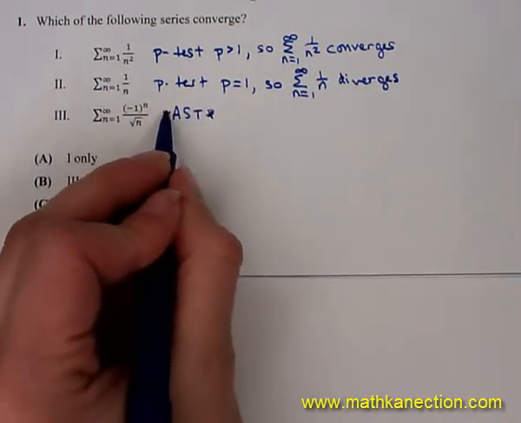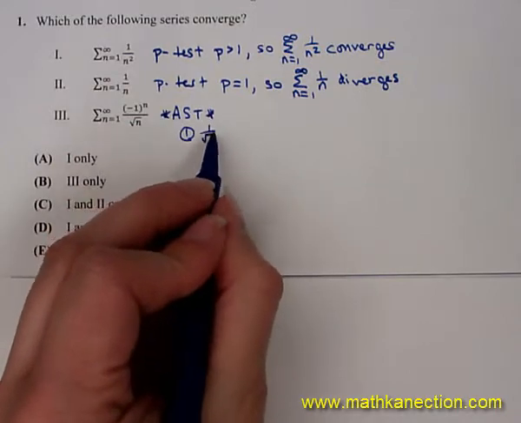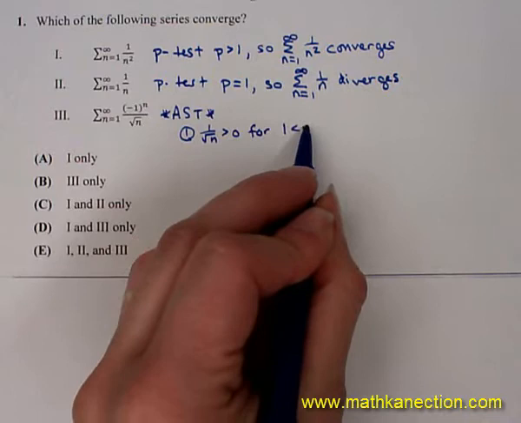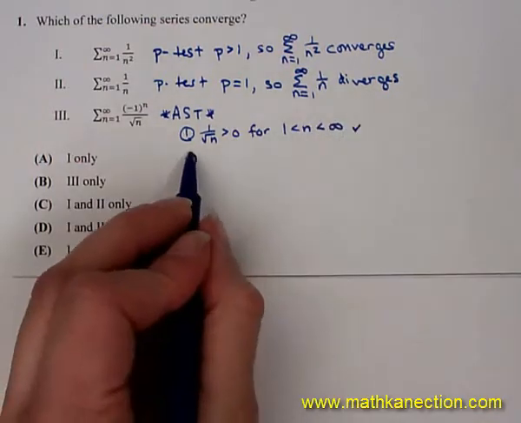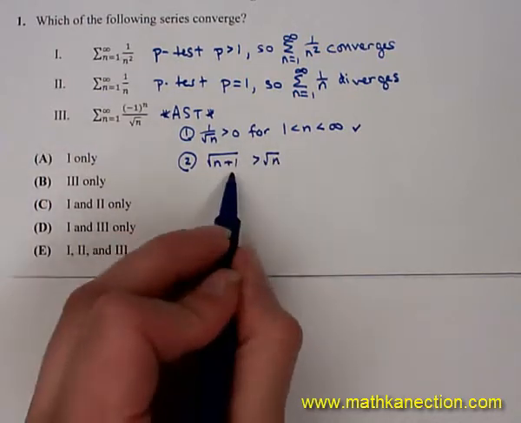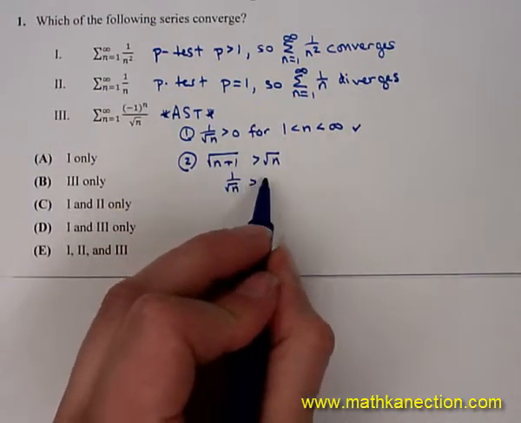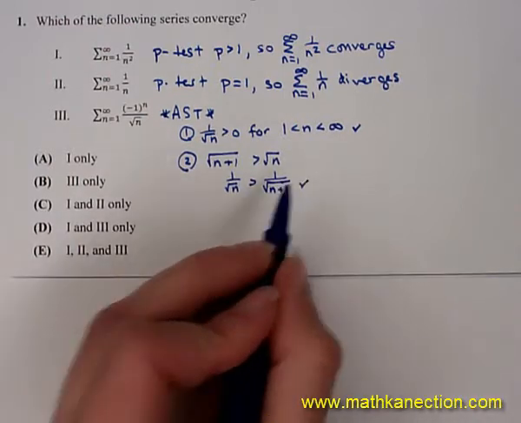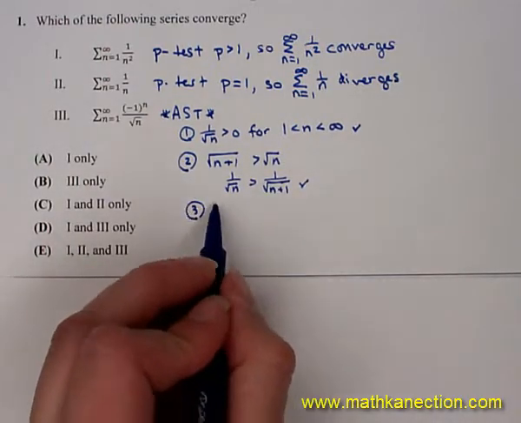And in the third series, doing the alternating series test, finding out the u sub n is greater than 0 for n between 1 and infinity checks out. And the square root of n plus 1 is bigger than the square root of n, so 1 over the square root of n is going to be bigger than 1 over the square root of n plus 1. So the second condition checks.